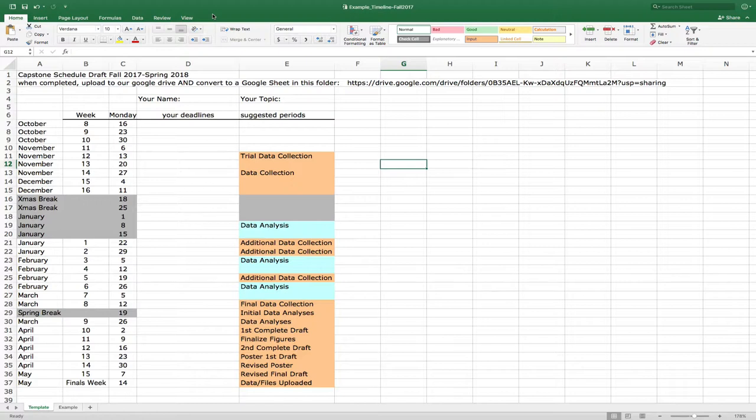Get some data, take a glance at what the data say. Get some more data, take a glance at what the data say. Get some more data, take a glance at what the data say, as opposed to data, data, data, analysis, analysis, analysis. Cool? All right, so let's have a look at this.